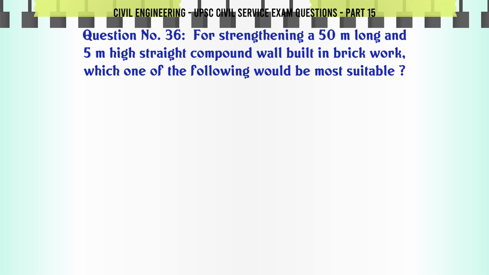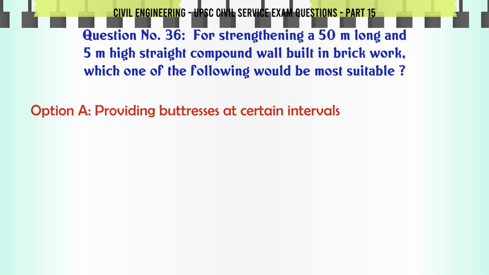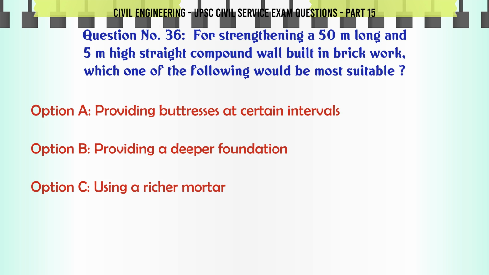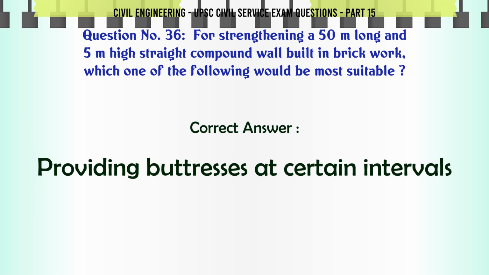For strengthening a 50 m long and 5 m high straight compound wall built in brick work, which one of the following would be most suitable? A. Providing buttresses at certain intervals. B. Providing a deeper foundation. C. Using a richer mortar. D. Using stronger bricks. The correct answer is providing buttresses at certain intervals.